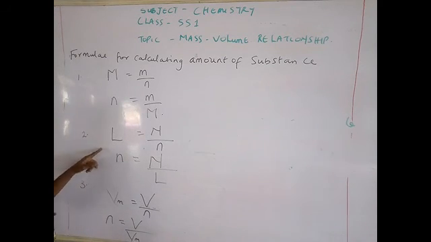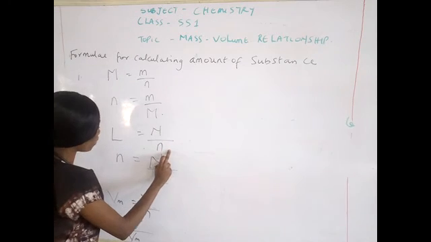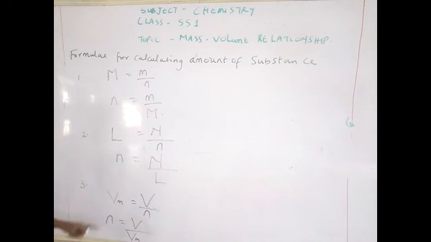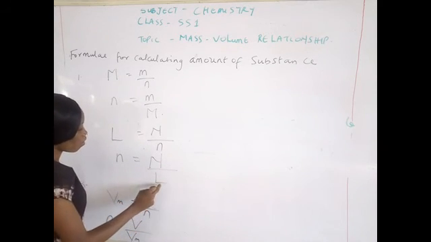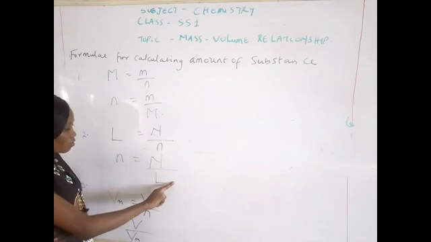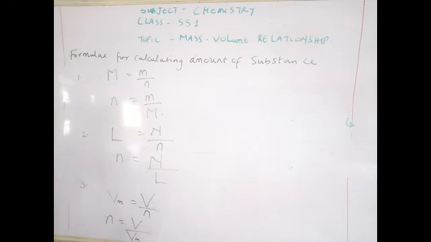The second formula is Avogadro's number is equal to number of particles all over amount. When you make your amount subject of formula, it will be equal to the number of particles, which has no unit, all over the Avogadro's number, whose unit is per mole.